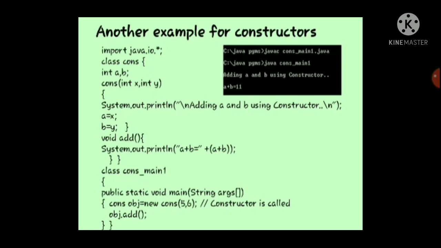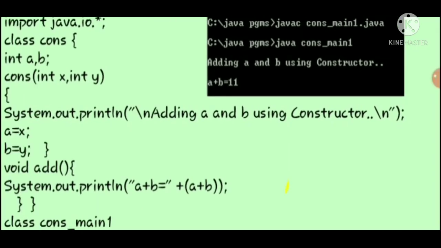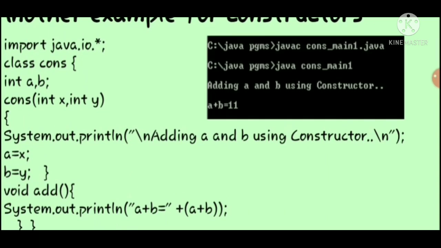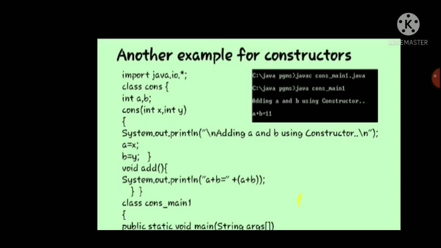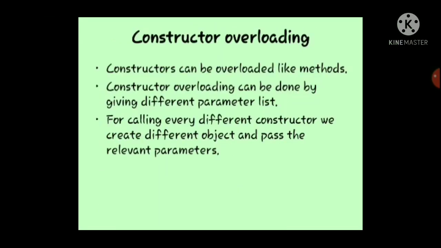So x and y would be assigned to a and b when the constructor is called. Automatically, when I invoke the method add, it will add a and b. So for 5 and 6 it will give the result 11. See, this is the output we get. First we compile it, then we run it. So adding a and b using constructor, we get a plus b equals 11. I hope you understand.